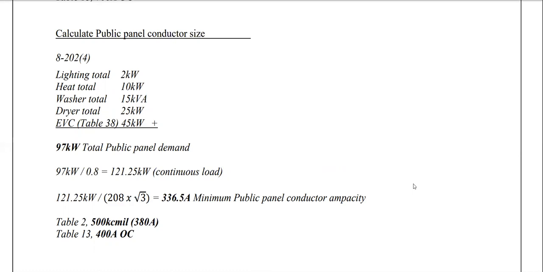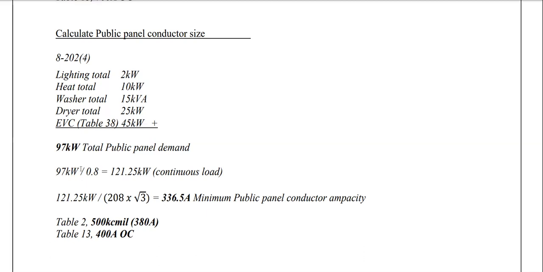Lighting load, heat load, washing load, dryer, EVC, all of these are taken at their values. So there's no sort of reduction that takes place here. 100% of their values, and we've got a 97 kilowatt demand. Now, why have I divided it by 0.8? Well, remember at the very beginning of the installation, we said 100% rated gear for the main service, 80% rated gear for everything else. That means you need to inflate the value by 0.8.